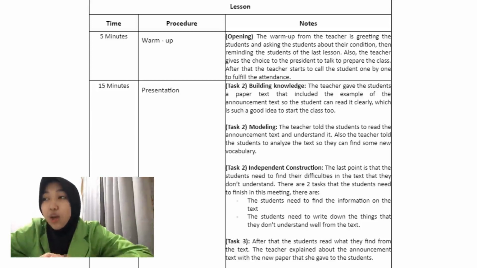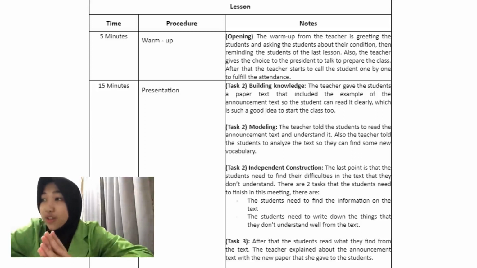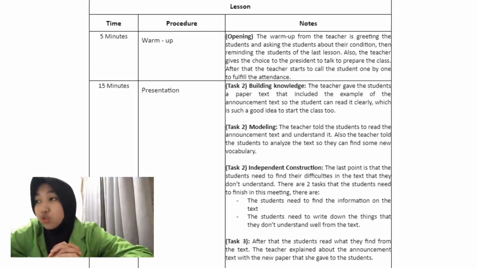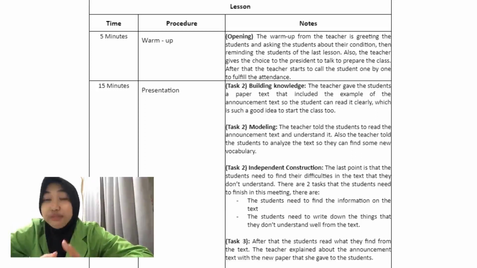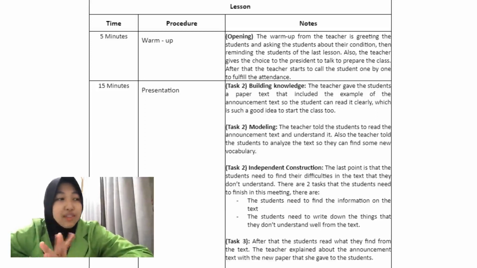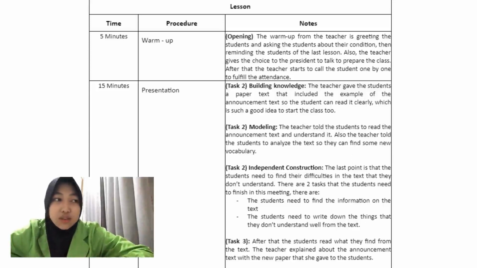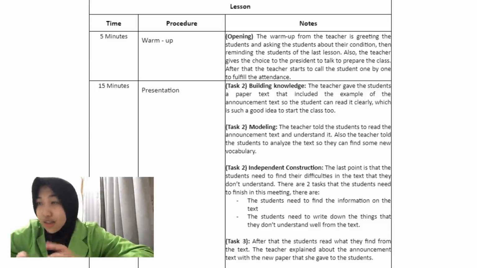Then the next task is modeling. The teacher told the students to read the announcement text and understand it. Also, the teacher told the students to analyze the text so they can find some new vocabulary. The teacher told the students that they need to find their difficulties, or do the puzzle on the paper that the teacher gave to the students, so the students will analyze it and find their difficulties in it. And that's very interesting to learn, I think.